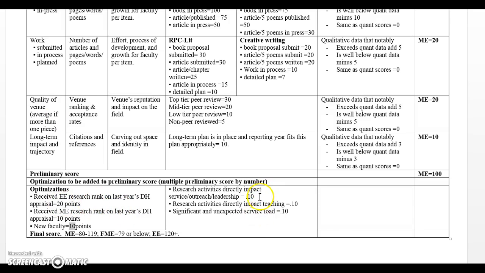There's also the optimization of your research directly impacting your service. You can add 10%. If your research activities directly impact teaching, we can add 10%. And here, I will say this is where Kelly and I were thinking about Ryan. Sometimes we get significant and unexpected service loads that impact our research. If we can make that argument, we can optimize it with 10%.